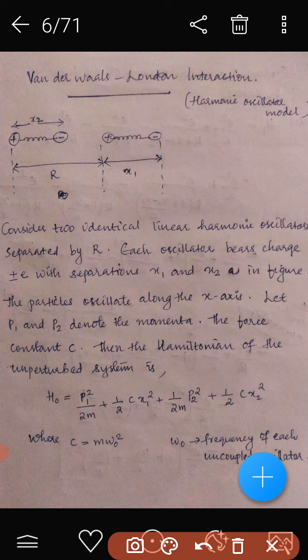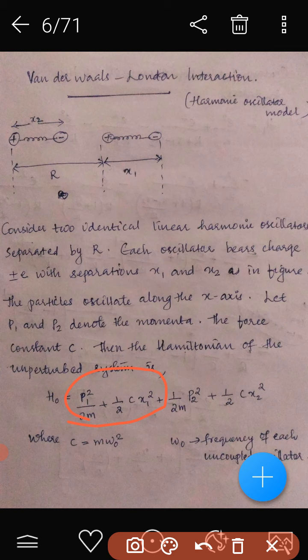The force constant c. Then the Hamiltonian of the unperturbed system can be represented as H0 is equal to p1 square by 2m plus half c x1 square. We already know the equation of the linear harmonic oscillator, that is p square by 2m plus half k x square. The same equation. This is for the first oscillator and this is for the second oscillator, where c is equal to m omega 0 square, where omega 0 is the frequency of each uncoupled oscillator.